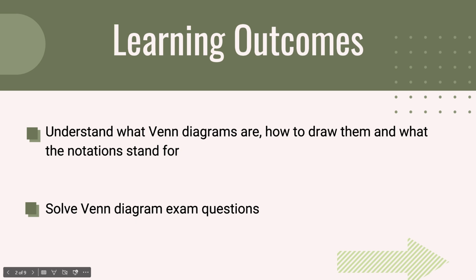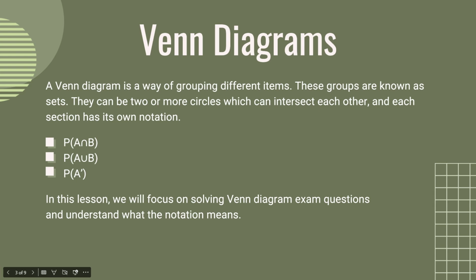Our learning outcomes for today are to understand what Venn diagrams are, how to draw them, and what the notation stands for. It's also to solve Venn diagram exam questions. So, what are Venn diagrams? A Venn diagram is a way of grouping different items. These groups are known as sets. There can be two or more circles which can intersect each other, and each section has its own notation. In this lesson, we are focused on solving Venn diagram exam questions and understanding what the notation means.